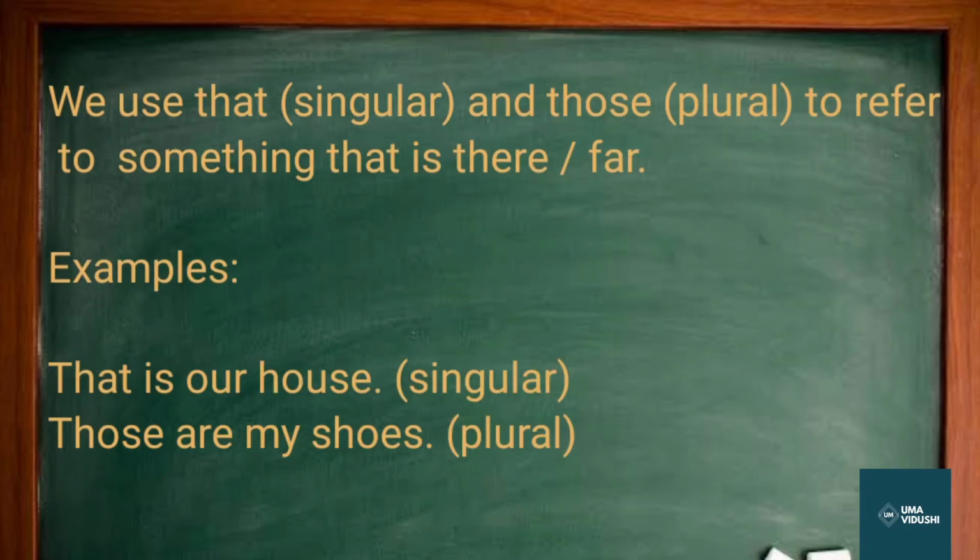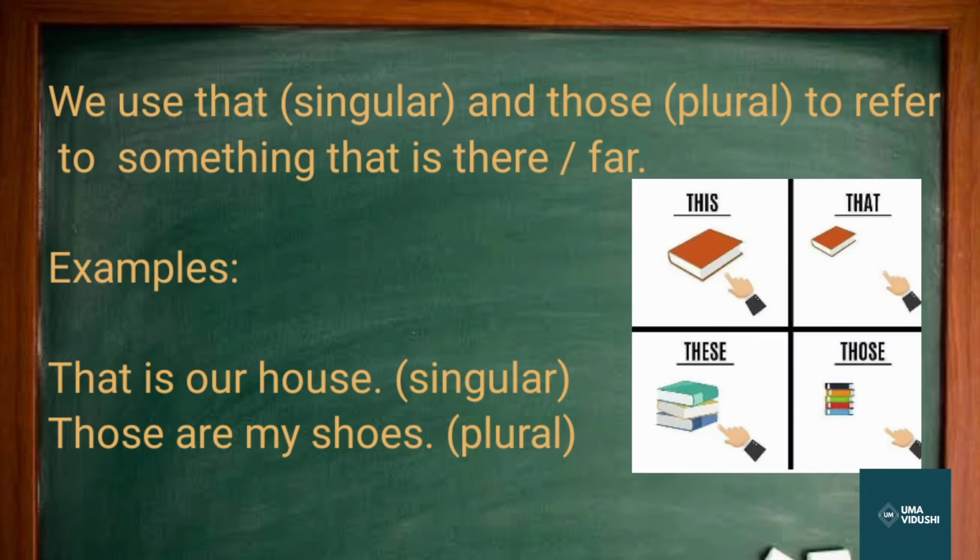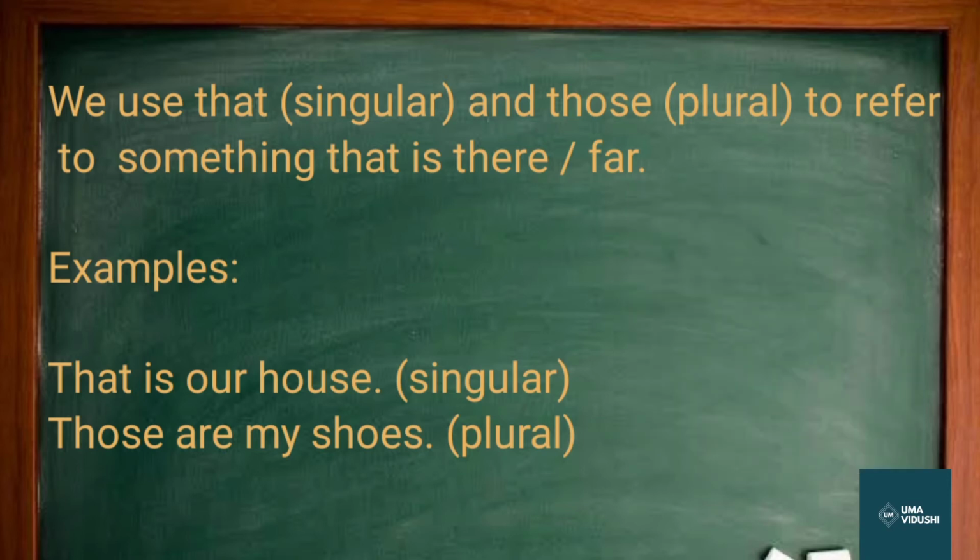Now let's talk about the use of that and those. That is used for singular objects and those is used for plural objects. That and those are used to refer to things far from us. See the examples like: That is our house. Those are my shoes.